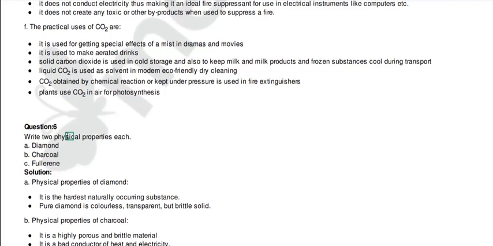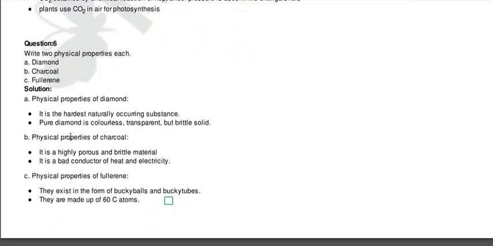Question 6. Write 2 physical properties each. A. Diamond. B. Charcoal. C. Fullerene. Solution. A. Physical properties of diamond. It is the hardest naturally occurring substance. Pure diamond is a colorless, transparent, but brittle solid. B. Physical properties of charcoal. It is a highly porous and brittle material. It is a bad conductor of heat and electricity. C. Physical properties of fullerene. They exist in the form of buckyballs and buckytubes. They are made up of 60 C atoms.